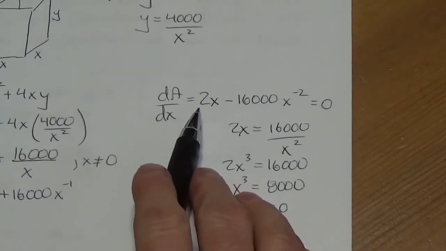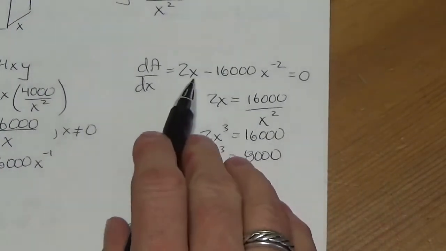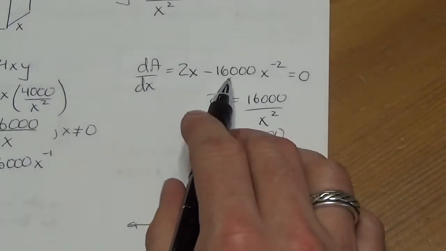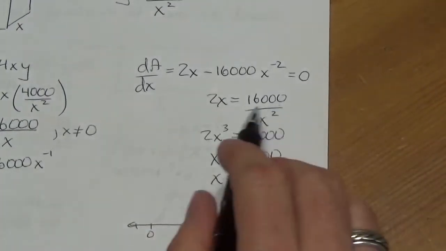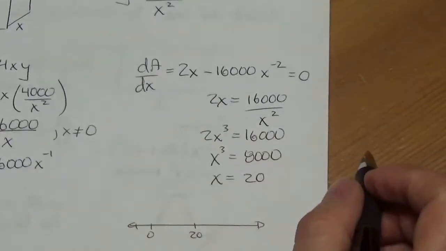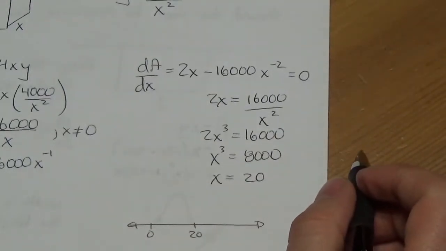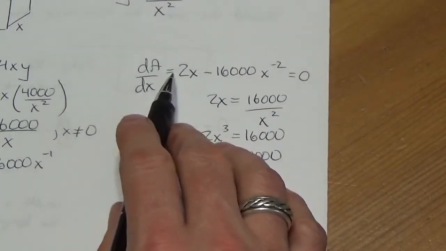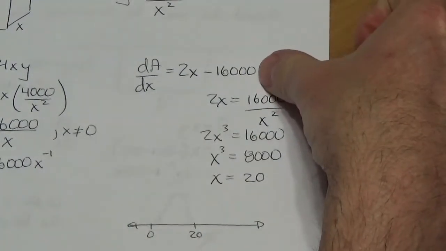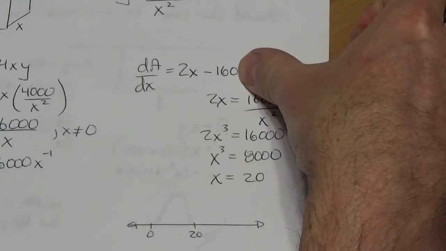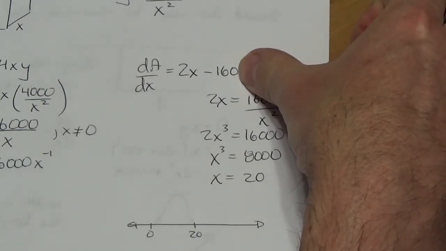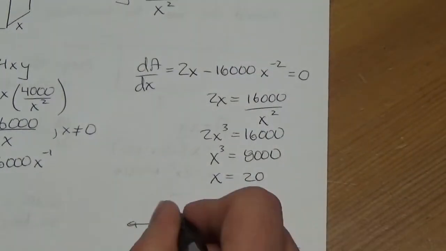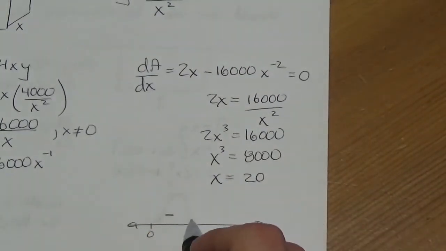If you plug 10 into your derivative, 2 times 10 is 20, and then I'm going to subtract 16,000 over 10 squared. Well, that's going to get me 20 minus, bear in mind that's going to get rid of those 2 zeros there, because 10 squared will be 100. That's larger, so this is actually going to be negative.